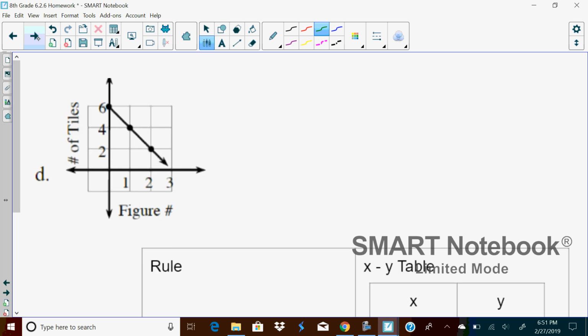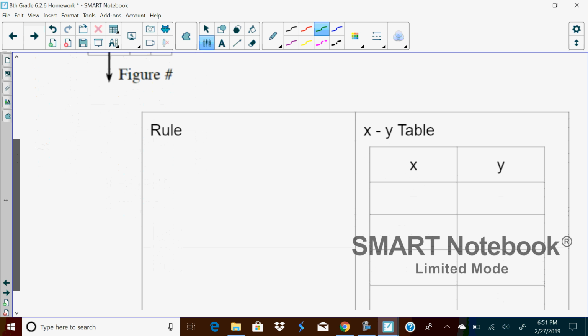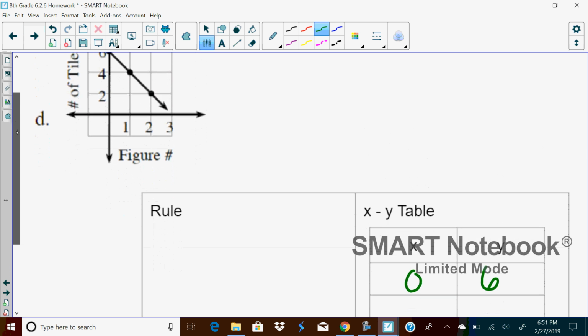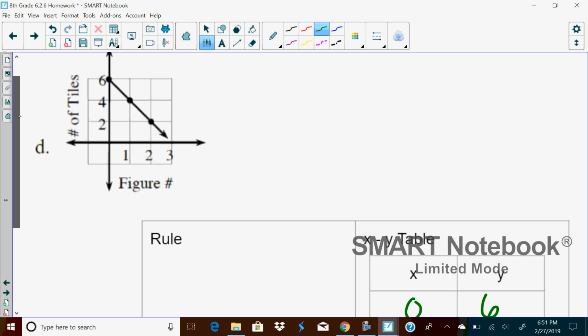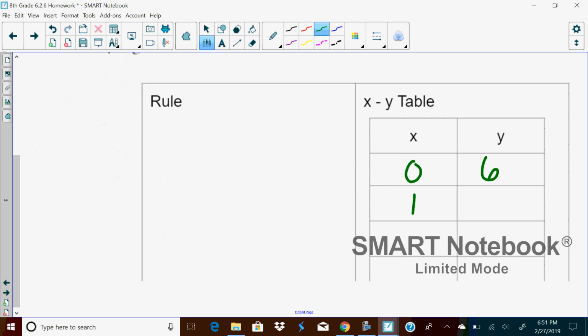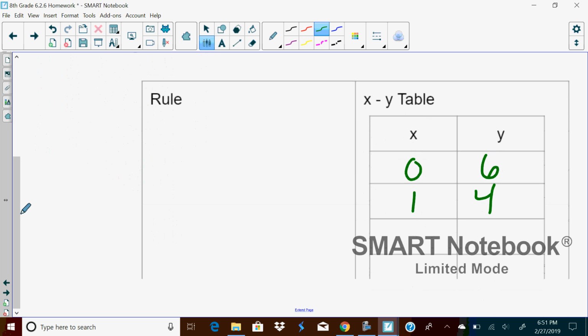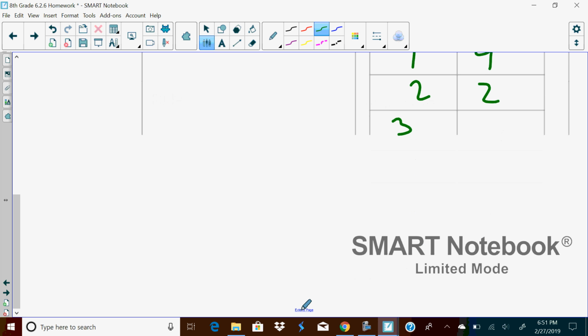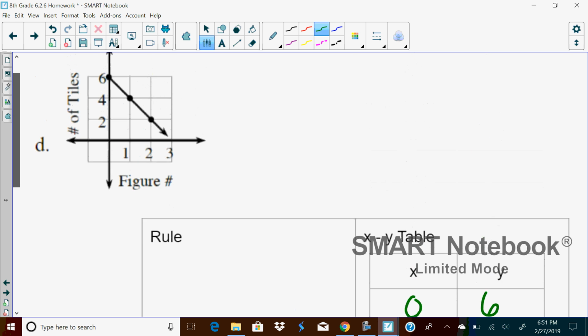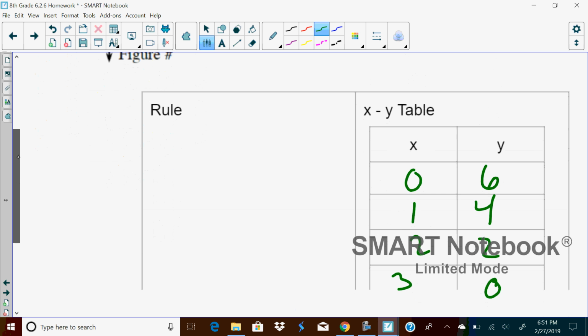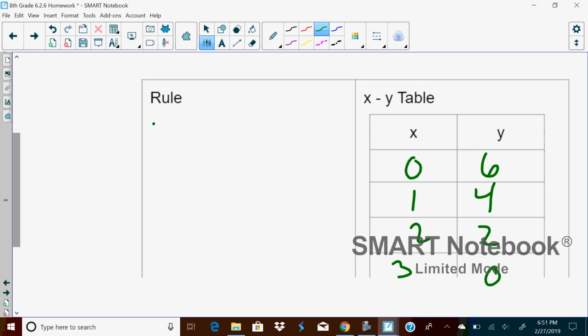And then the last one, it gave me the graph. So I pulled off my table from the graph. I know 0 is 6. 1 is 4. 2 is 2. And then 3 would be 0. So then the rule is it's going down by 2. So it's y equals -2x plus 6.